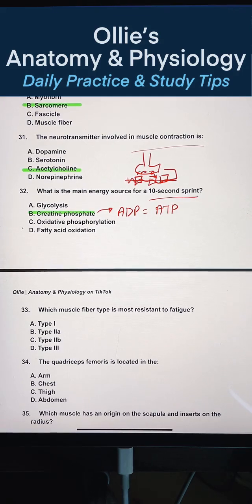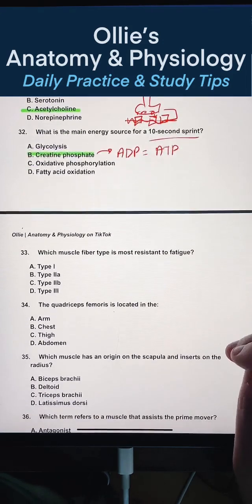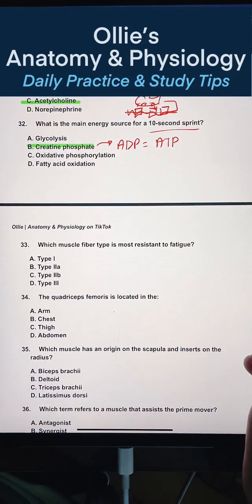Glycolysis takes a little longer. That would be a little bit after 10 seconds. Oxidative phosphorylation, that is a lot slower. It's used in like your endurance. Fatty acid oxidation is also slow. That is also not great for quick sprints. Not used for that as well. Number 33. I'm going to move on to the next page now.